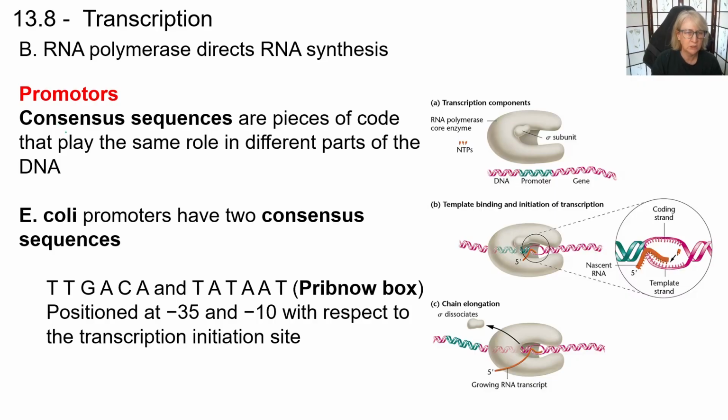Let me say it a different way just in case. Consensus sequences are sequences that are the same but found in multiple places on the genome of a bacteria. They mean the same thing even though they're in different locations. They all mean this is a promoter in this case. The Pribnow box, TATAAT, is a really common sequence in really recognizable locations, which tells the sigma subunit of the RNA polymerase to attach there and start transcription.